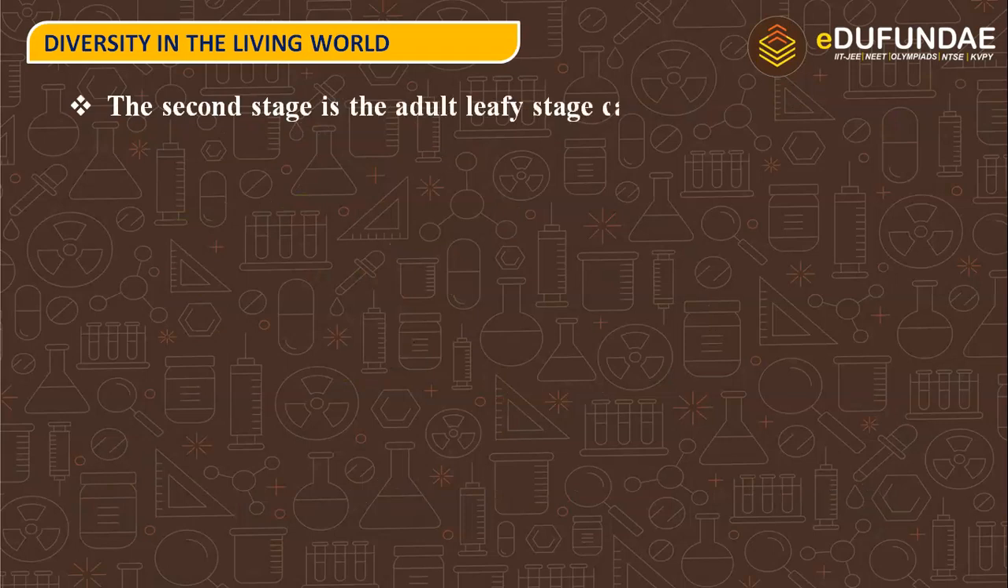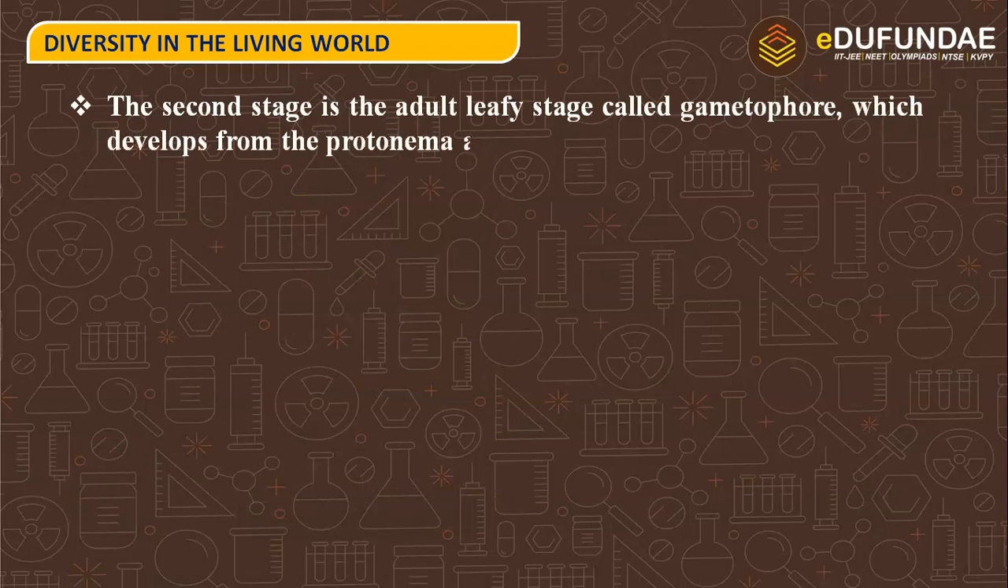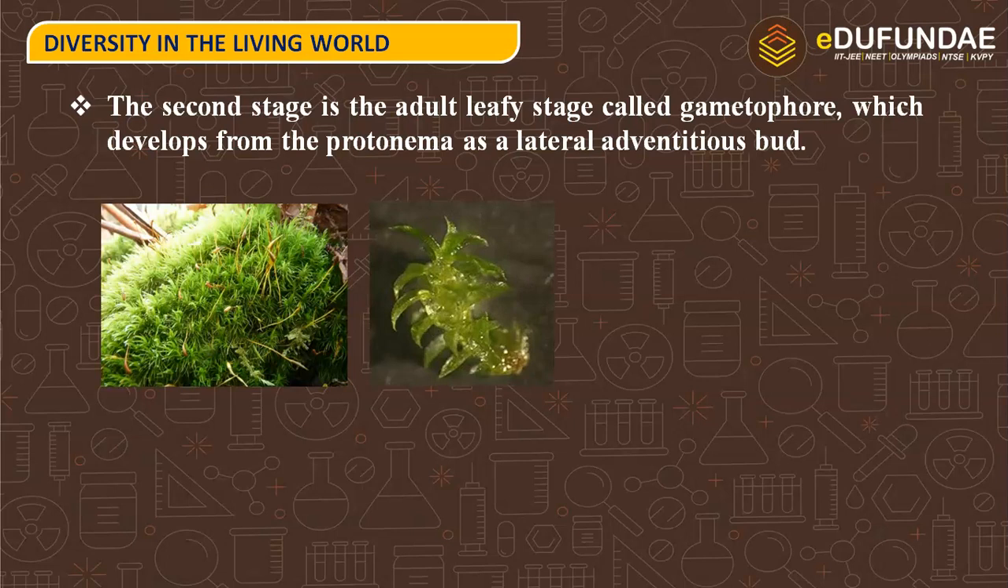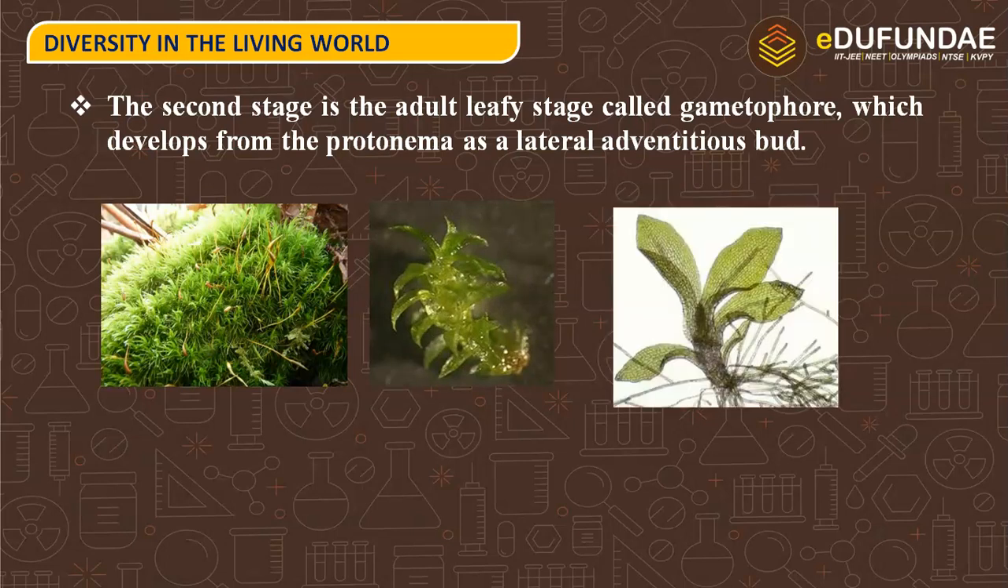The second stage is the adult leafy stage called the Gametophore, which develops from the protonema as a lateral adventitious bud. So we saw that the first stage was the protonema. From the protonema, the next stage that develops is the Gametophore, present as a lateral adventitious bud. So here is the display of the same, and this is the second stage, that is of Gametophore.